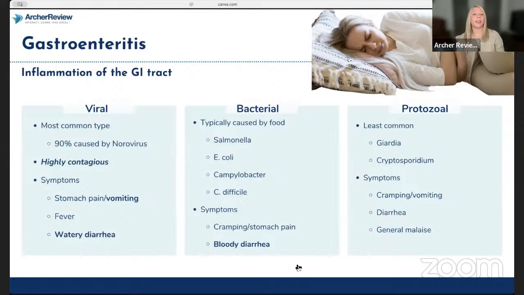This one's highly, highly, highly contagious. So if someone you know has it and you've been around them, chances are you're likely going to get it as well. Symptoms include stomach pain and vomiting, fever, and watery diarrhea.